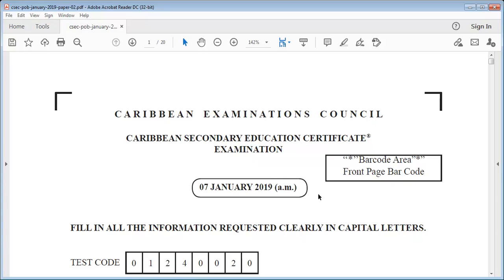Today we'll be doing the CSEC Principles of Business January 2019 past paper 2.